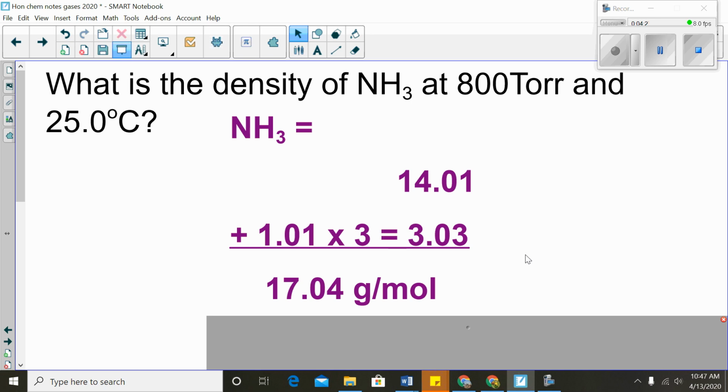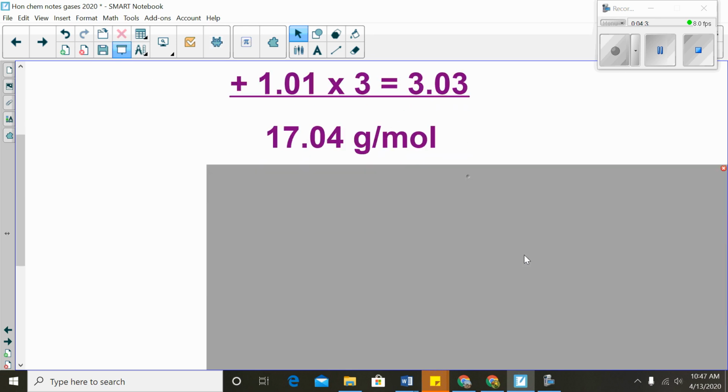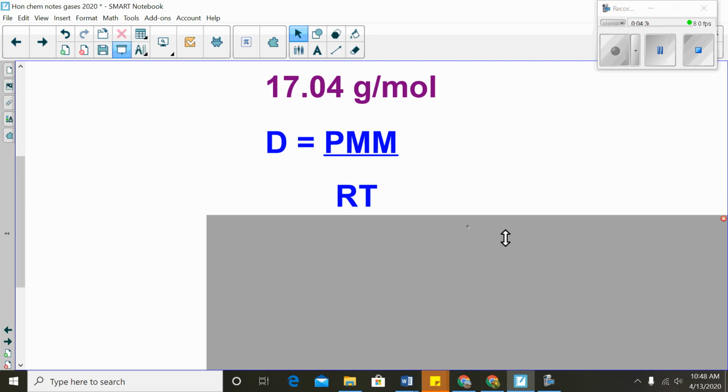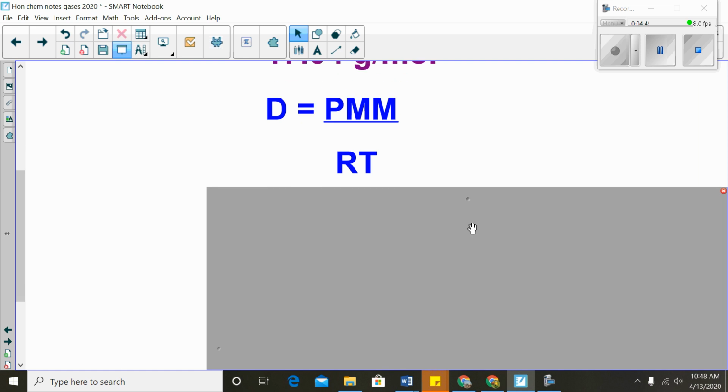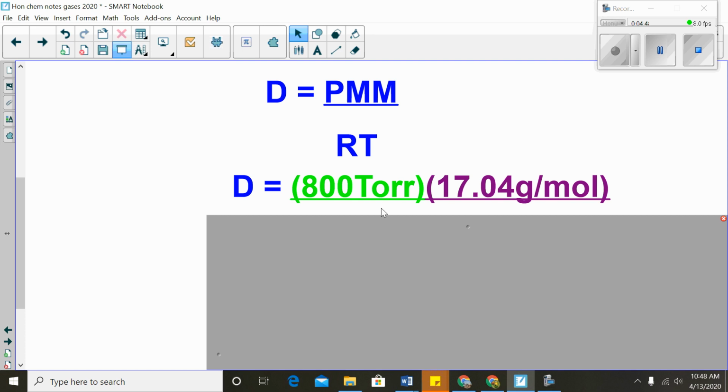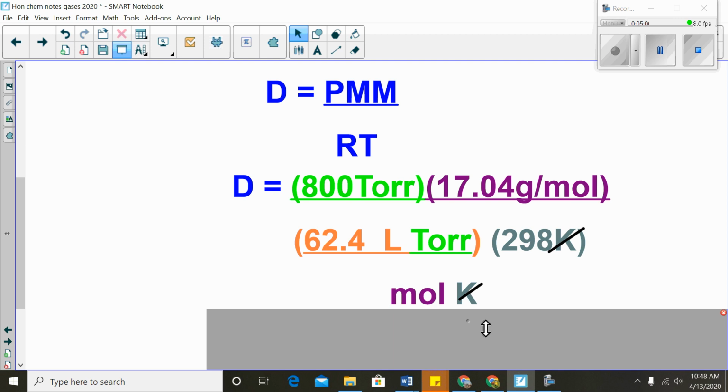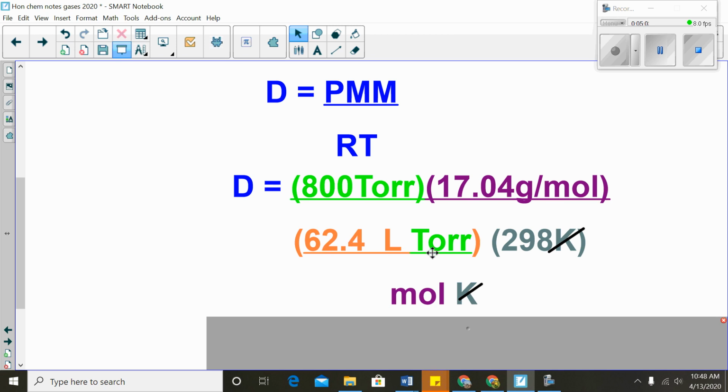Now you have all of the information to solve. So I'm going to put these values into the formula and also color code it to help you solve easily. So here we go. Density equals pressure, molar mass, over gas constant times temperature. Now just use what you know. P for pressure, 800 torr from the problem, and I just colored it green. Molar mass, you just solved for this, 17.04 gram per mole. R, I chose 62.4 liter times torr over mole K because the 62.4 is torr, and it matched the pressure for torr.